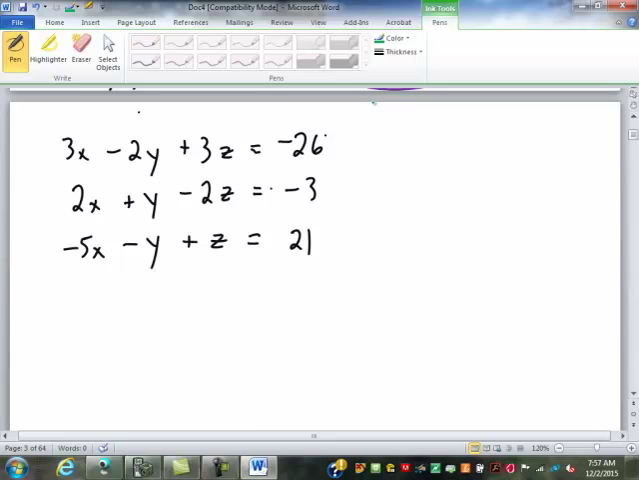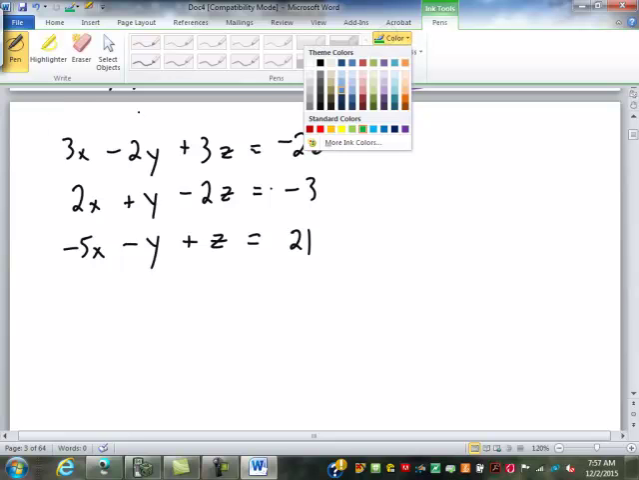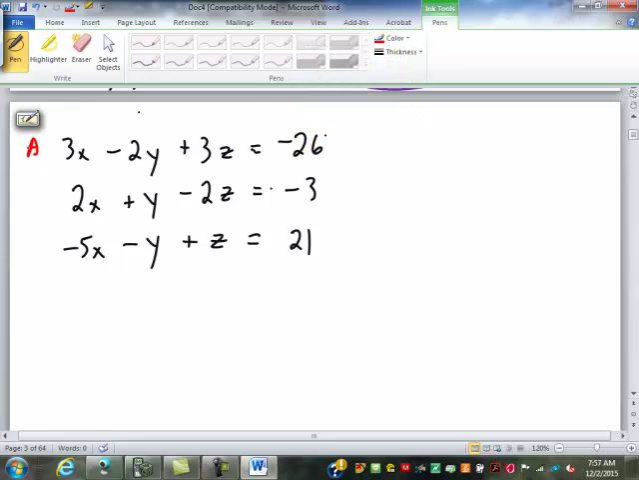Okay, now for this one, since it only took us 25 minutes to do the first one, we're going to solve this one by the elimination method or the addition method, whatever you call it. Once again, we're going to label our equations for ease of reference, A, B, and C. Now, just like with two variable systems, if we're going to use elimination, we need a variable that's going to cancel out.